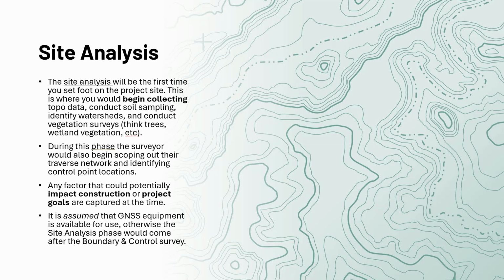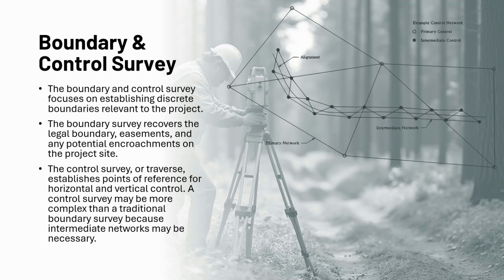And again, we're gonna kind of assume at this point that GNSS or GPS equipment is going to be available for use, through your employer. Otherwise, a site analysis phase, you wouldn't really be able to do this until after your boundary and control phase. Obviously, you can't do side shots with the total station if you haven't done your boundary and control already. But that does lead directly into our next point, which is our boundary and control survey.